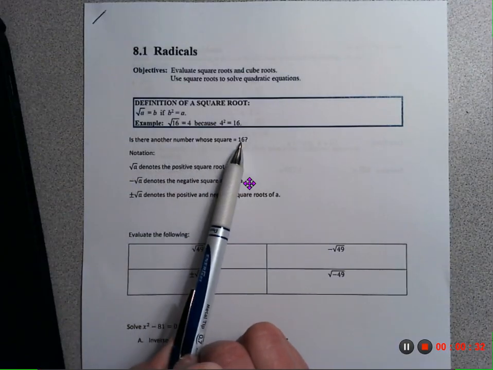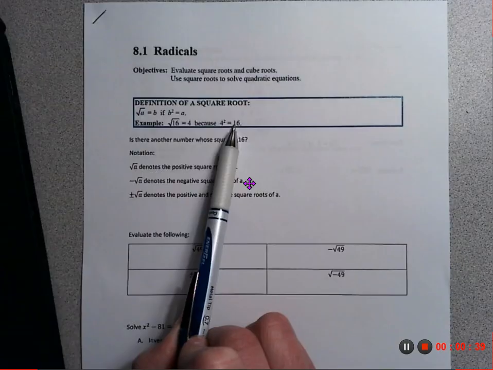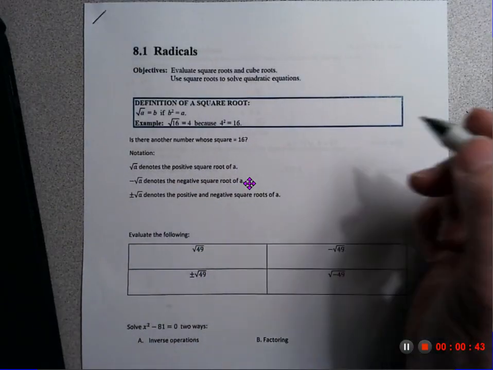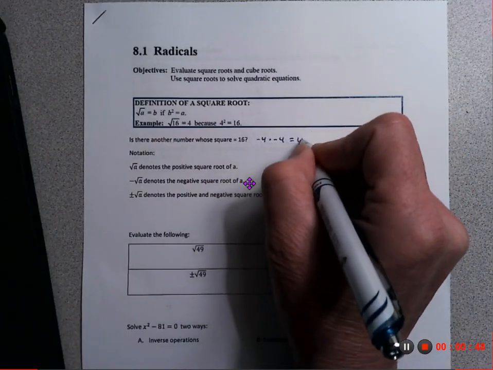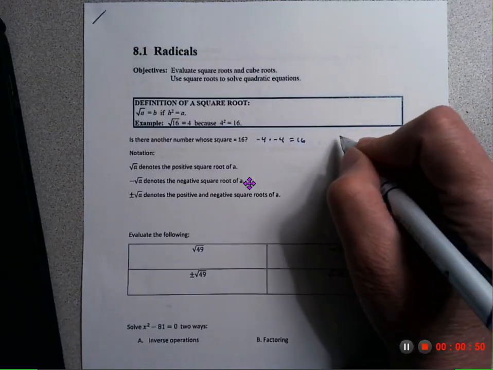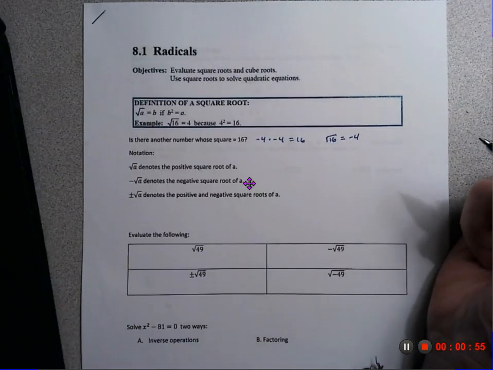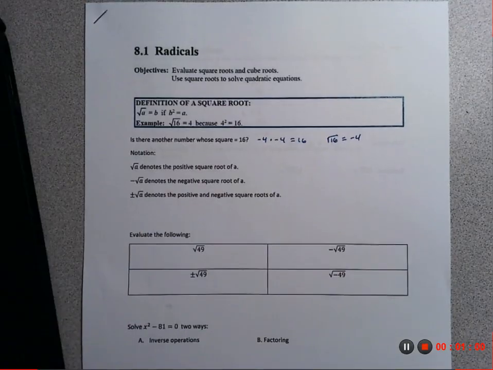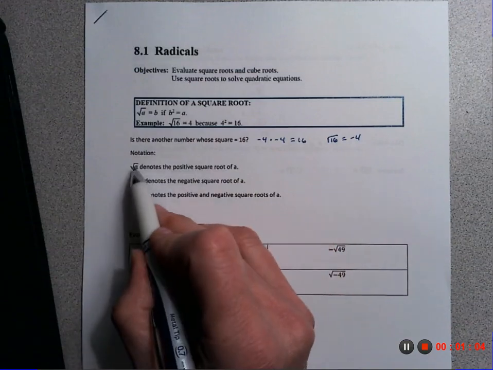Is there another number whose square also equals 16? So another answer to what is the square root of 16? So 4 times 4 is 16, but a negative times a negative is also 16. So wouldn't it be true that negative 4 times negative 4 also equals 16? Therefore, another answer to the square root of 16 is negative 4. So it turns out there's always a positive and a negative solution to the square root of a positive number.